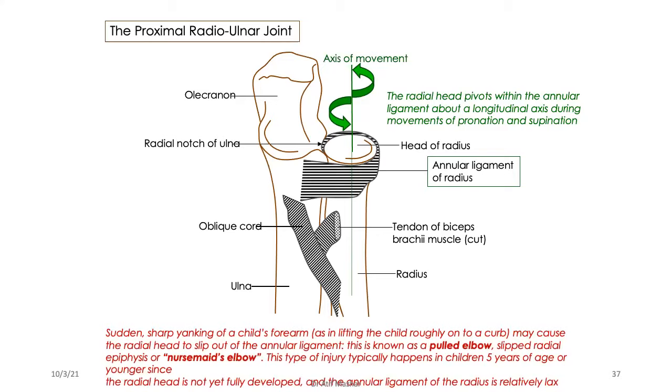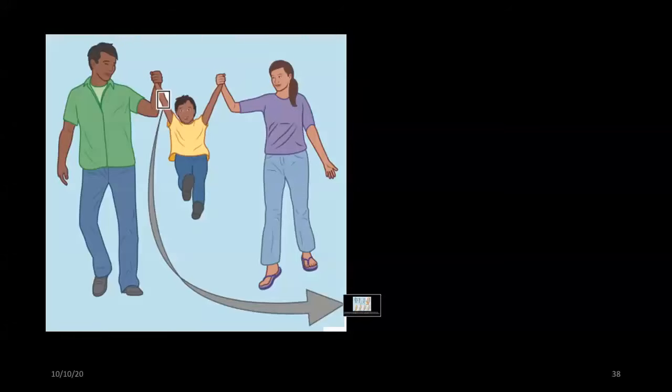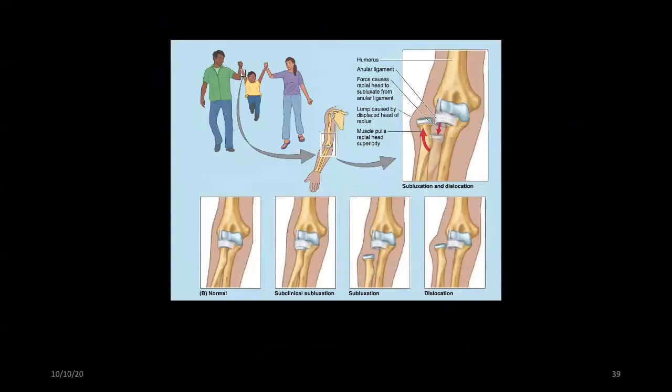Now, a very important condition, look at him. We love our kids. And parents love to hold their kids like that. And what will happen? Got it? The head of the radius pops out of this annular ligament, and then this is the nursemaid elbow, and then there are so many things occurring. So this type of love should be controlled.